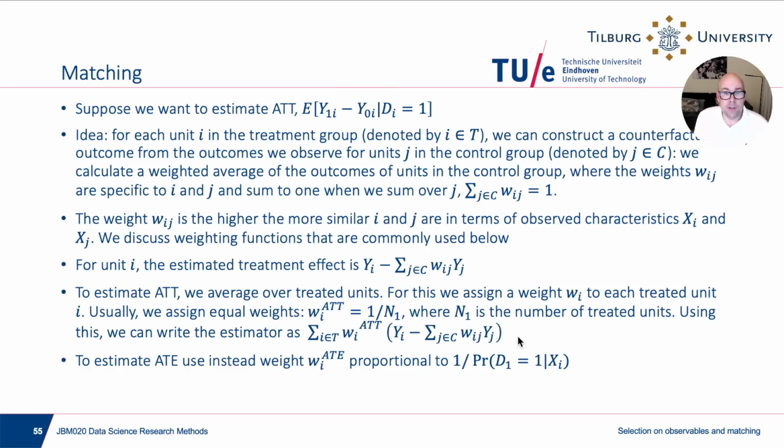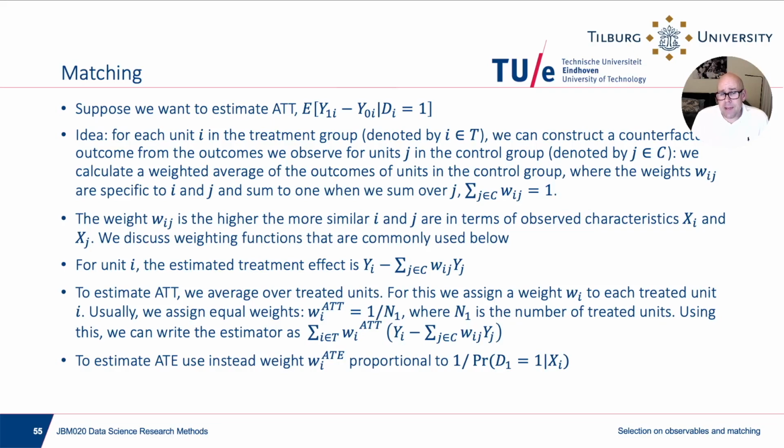Okay, and using this we can write the estimator as I'm averaging over treated units with the weights WIATT of the individual level estimate of the treatment effect. So it's YI minus that constructed counterfactual outcome if they would not have been treated. That is all for the average treatment effect on the treated, and that's really that whole matching idea that is always floating around here.